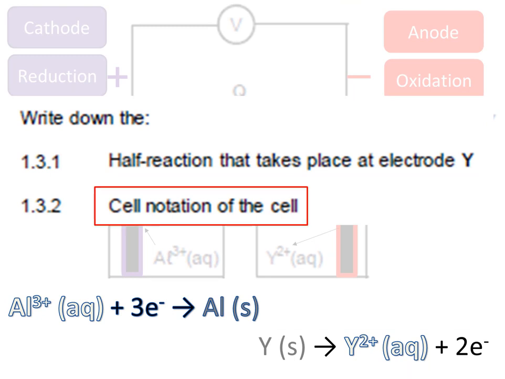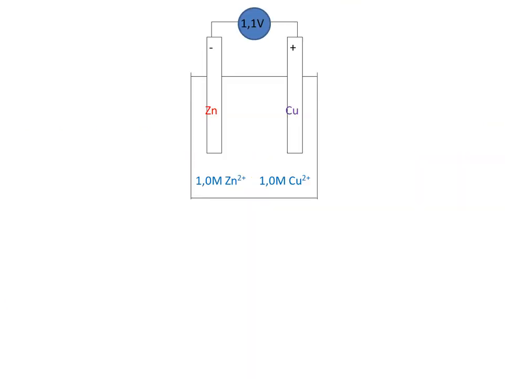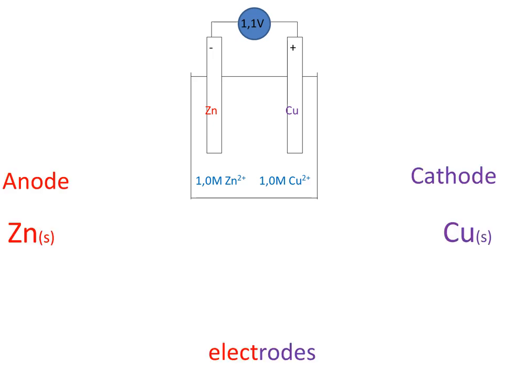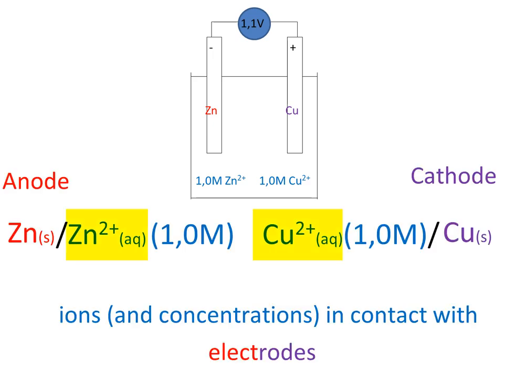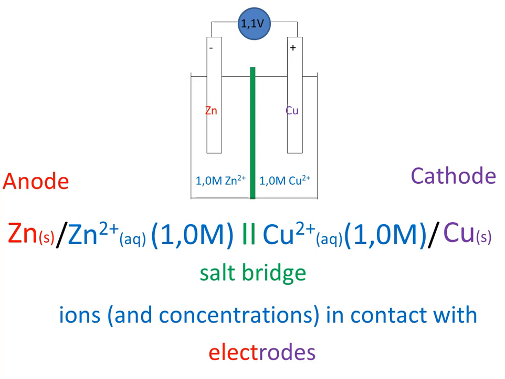Now we're asked to give the cell notation. Here's an example from a different cell to remind us of how to write cell notation. We have the two electrodes on the outside, the anode on the left and the cathode on the right. Then we have the ions which are in contact with each electrode next to each electrode, separated by a stripe. We must also give the concentration of these ions. These solutions are joined by a salt bridge. We give a double stripe to indicate the presence of the salt bridge.